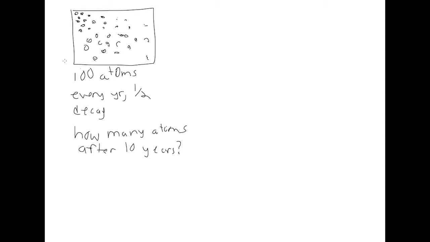Now, there's a certain format that we can actually use to find out how many atoms we have after 10 years. And you might have already figured that out, but if you haven't, we can write it as the number of atoms that you have at the end, so what we're trying to find, is going to equal 100, so the number of atoms you had at the beginning, times 1/2, so that's our decay rate, to the power of 10.